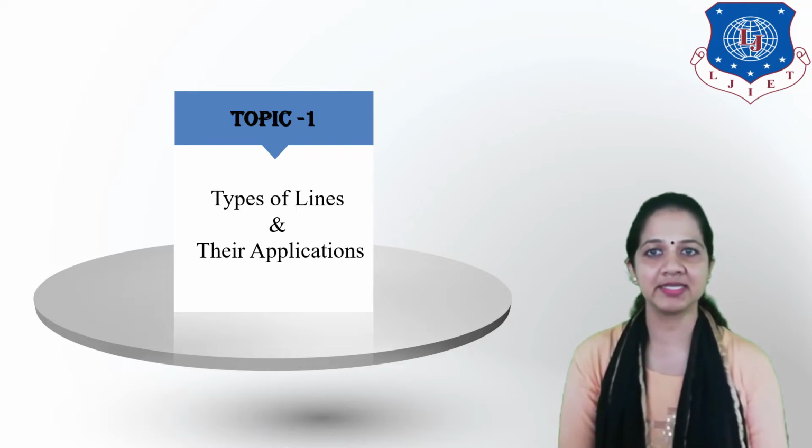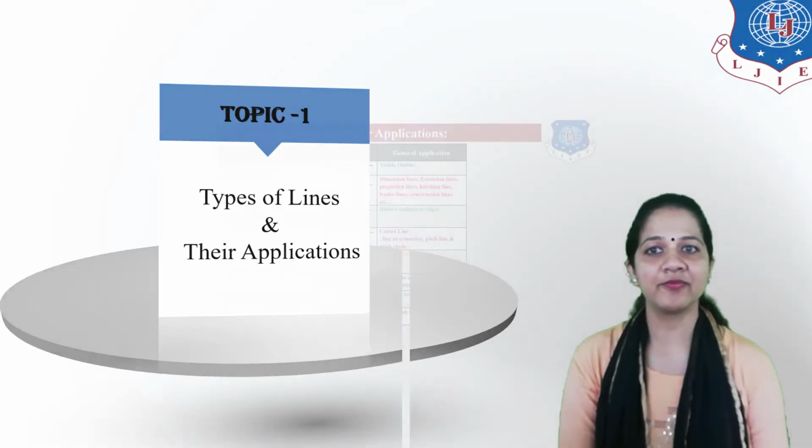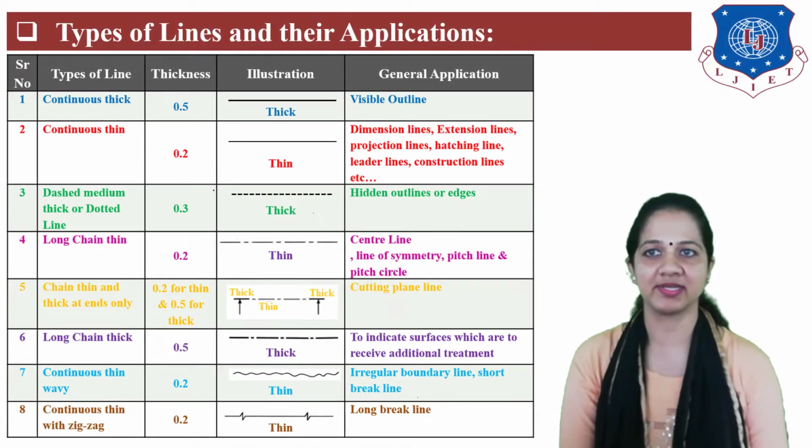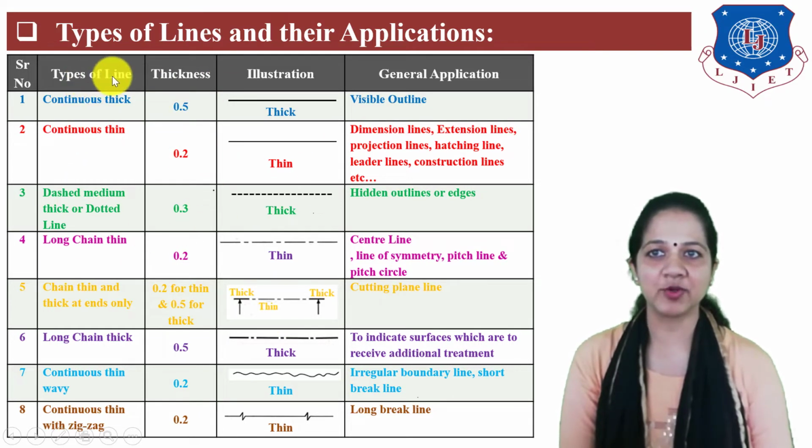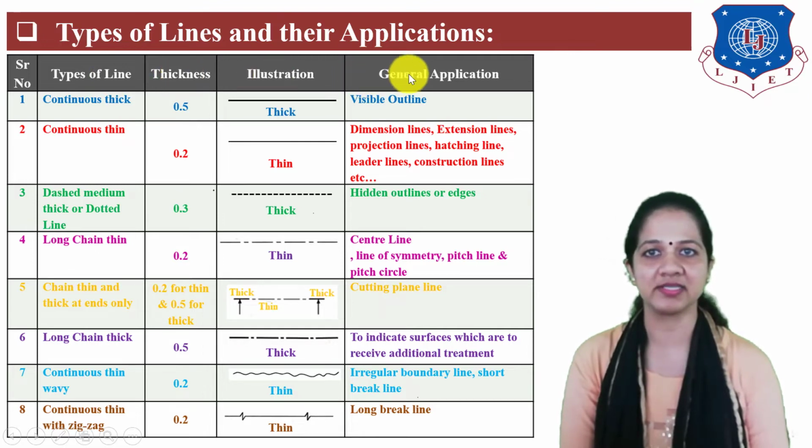So let us discuss types of line and their application. Here this table represents types of line, its thickness, illustration and general application. First line is continuous thick line. Its thickness is 0.5 mm. It is darker in shade and it is used to show visible outline.